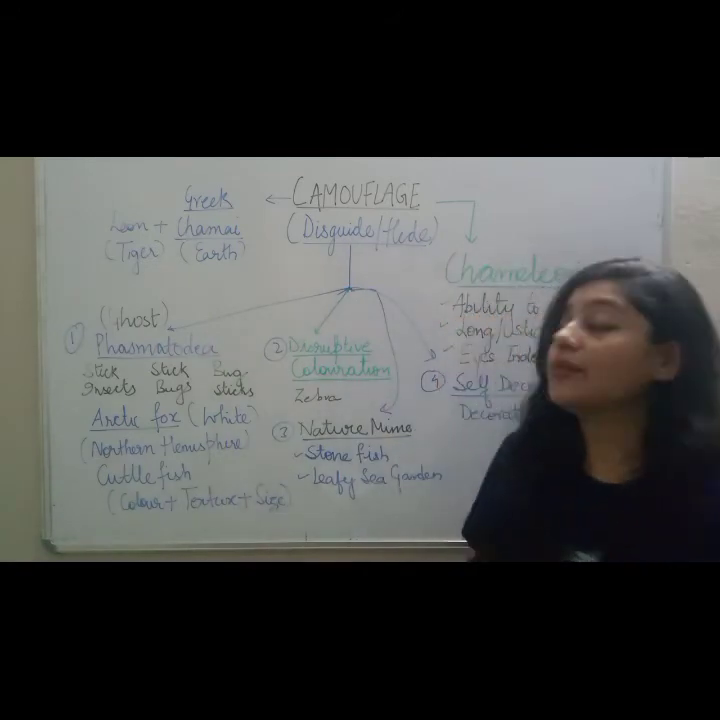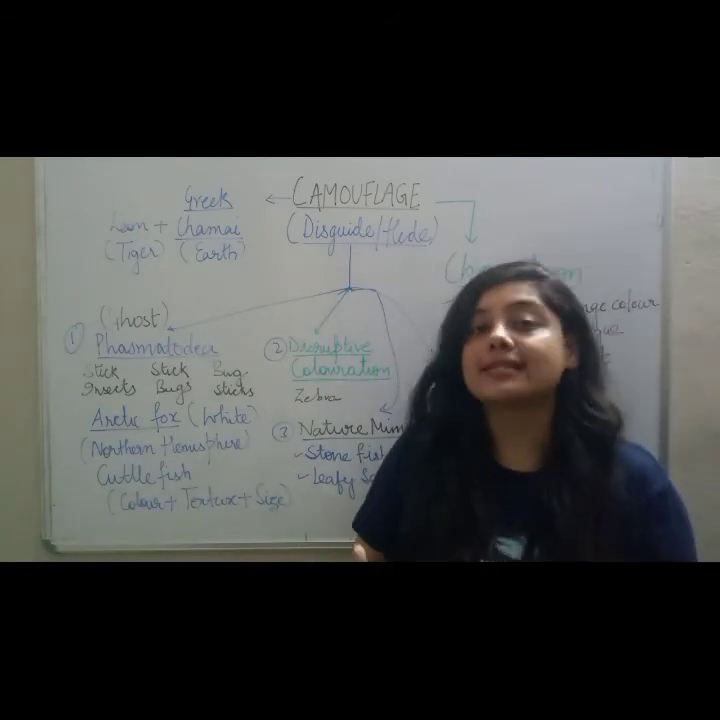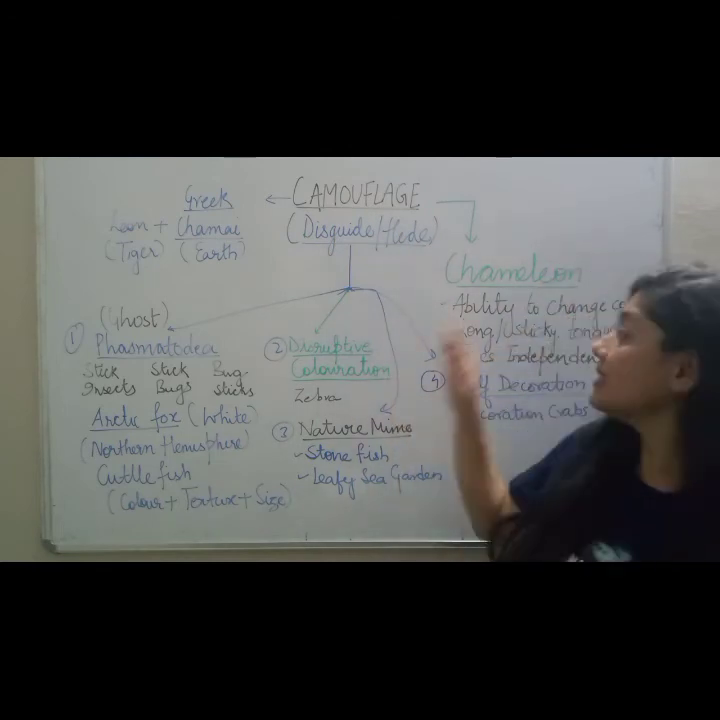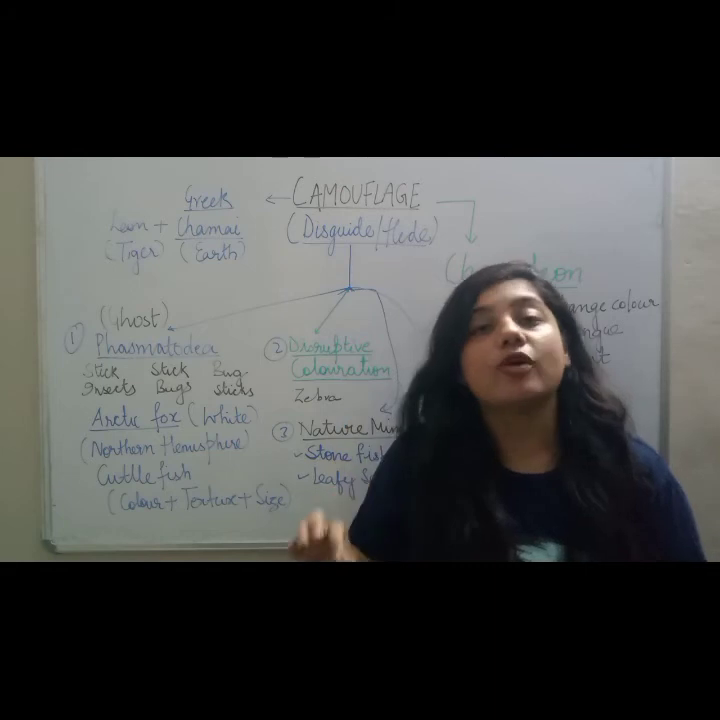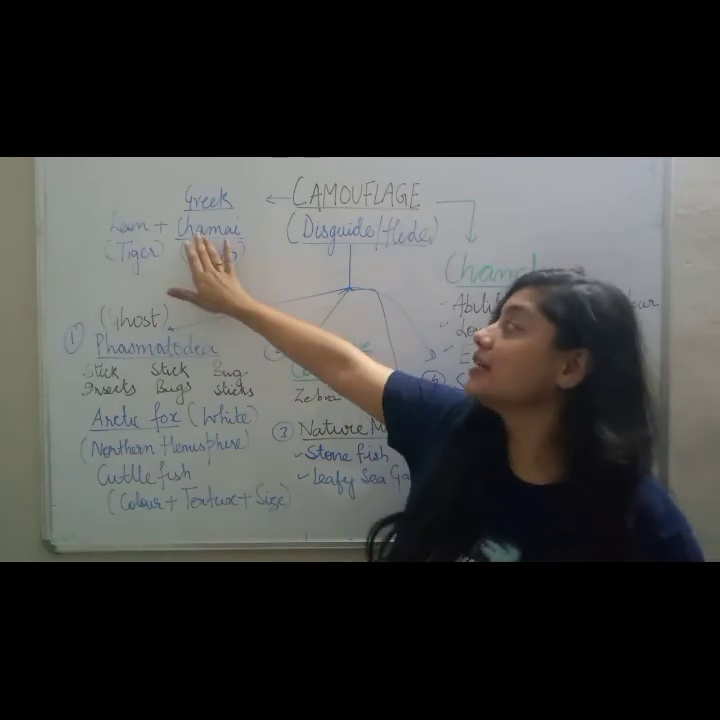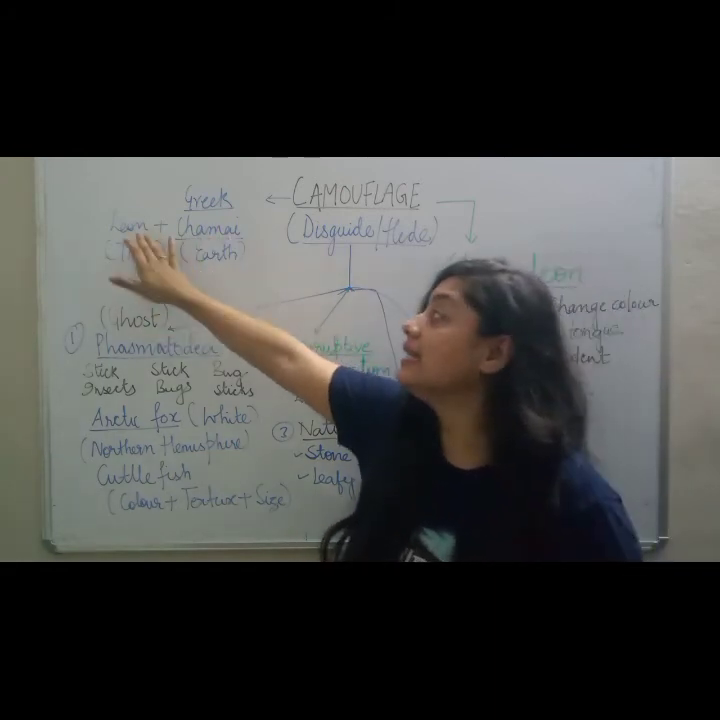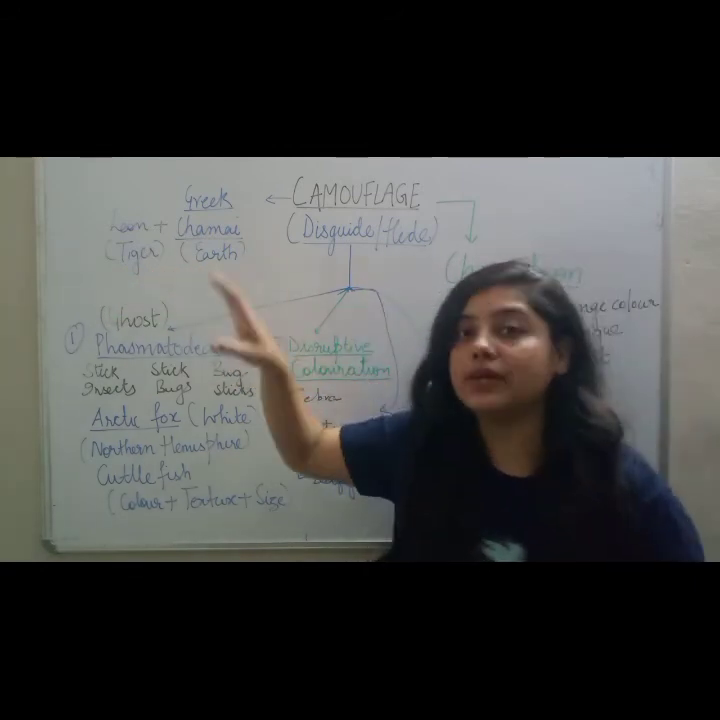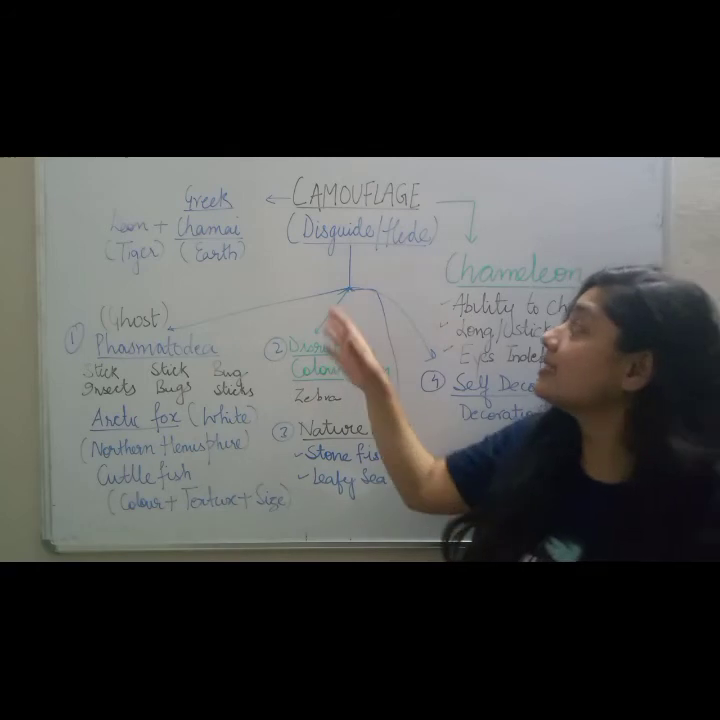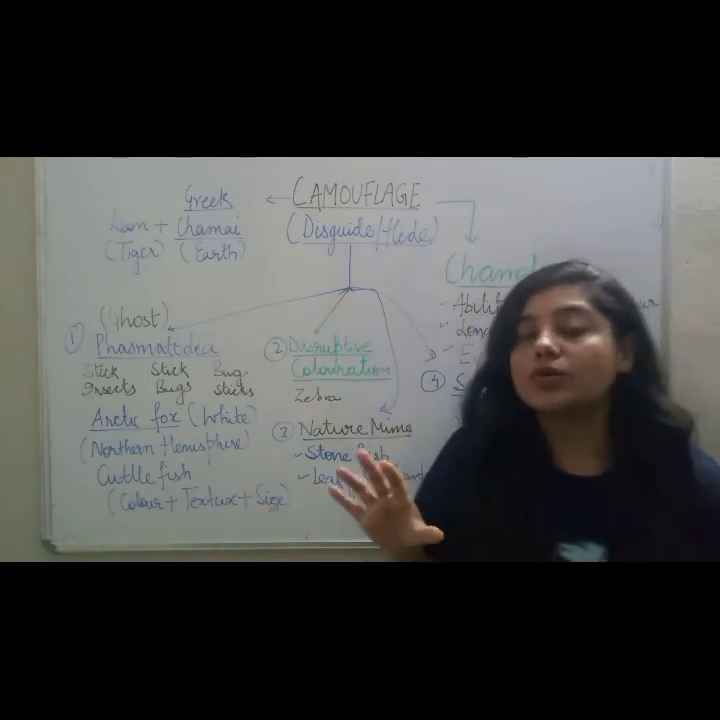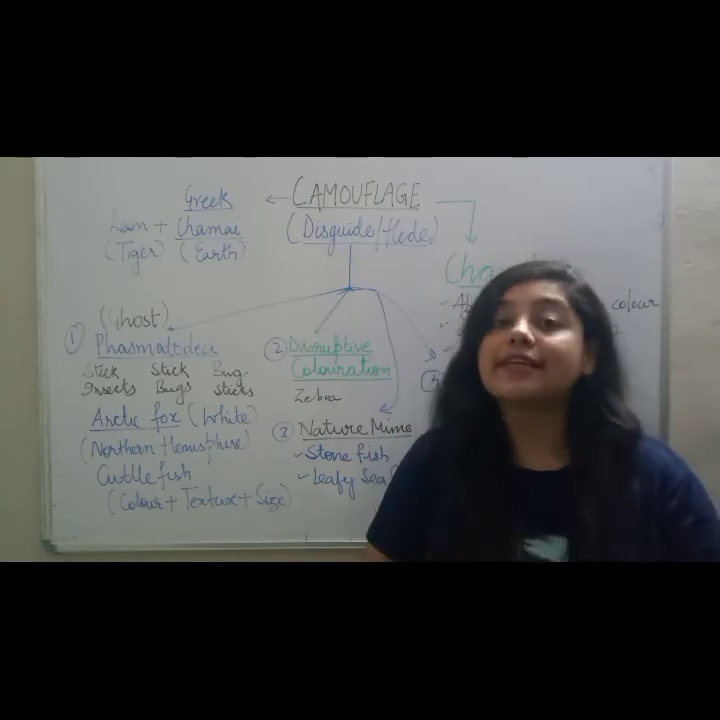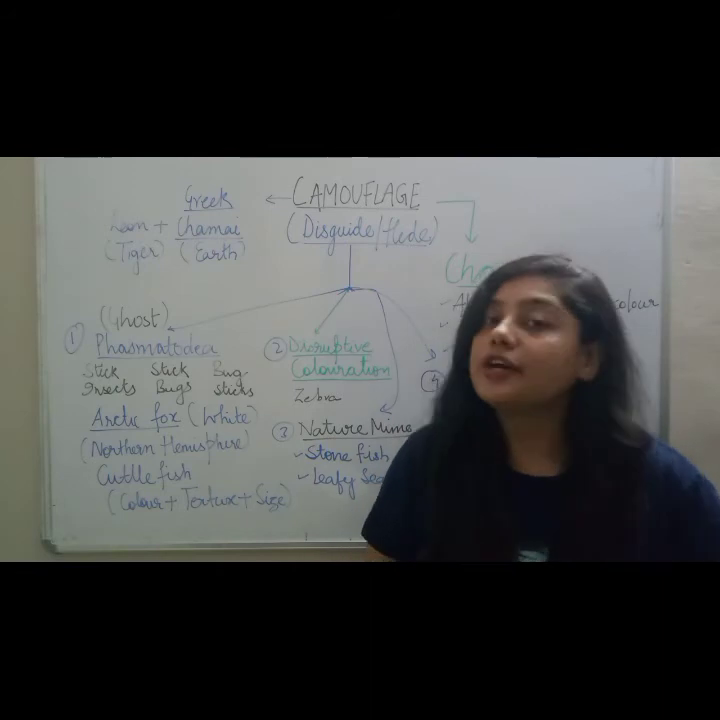Now moving forward, I would like to tell you where this word camouflage or chameleon has come from. This chameleon is basically derived from a Greek word, where chamai means earth and leon means tiger. So this chameleon is also known as tiger earth. It's a Greek word. Now there are certain forms of camouflage. Camouflage can not only be done through colors. Somebody can change their shape also, somebody can change the texture also. So there are varieties of camouflage that we are going to read now.